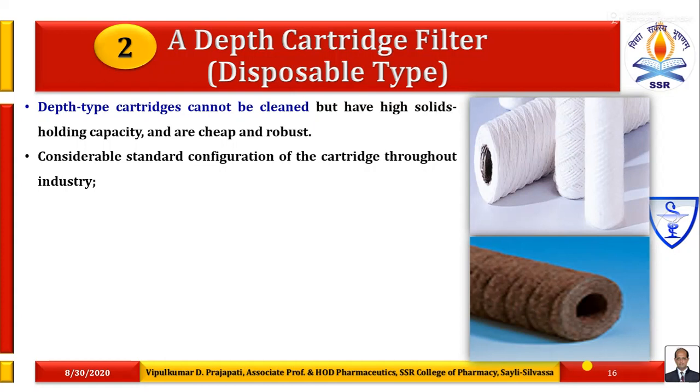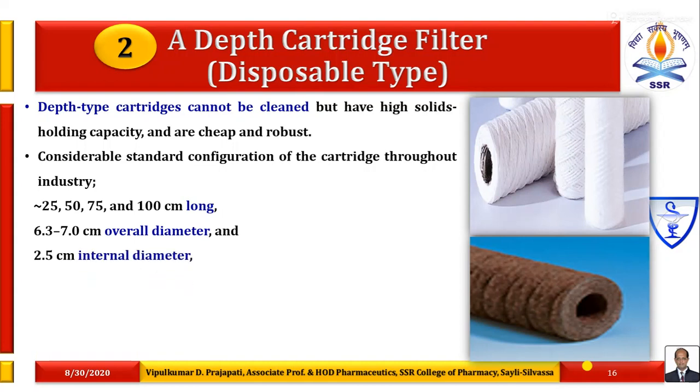There is a considerable standard configuration of the cartridge throughout industry: approximately 25, 50, 75 and 100 cm long, 6.3 to 7 cm overall diameter and 2.5 cm internal diameter. So this is the common configuration of the depth cartridge filter.